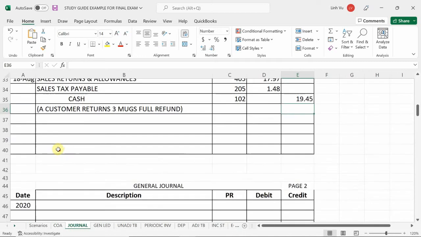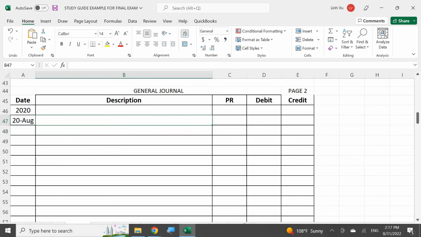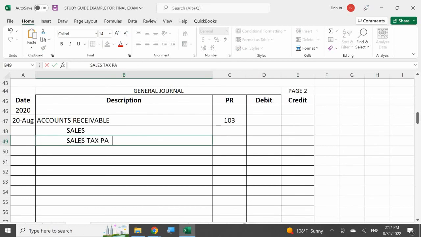So in this case, I am done with page 1. So I'm going to start on page 2 for August 20th. Okay, so we have an account receivable. We sold cups and collected sales tax. Sales was 401, sales tax was 205. And we sold 50 mugs to customer A.